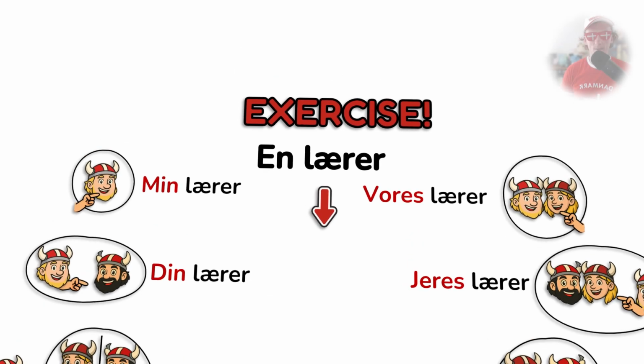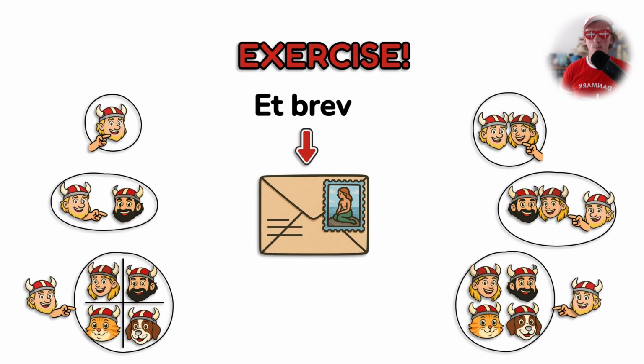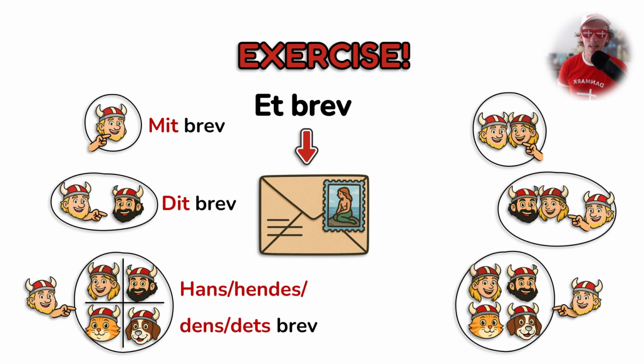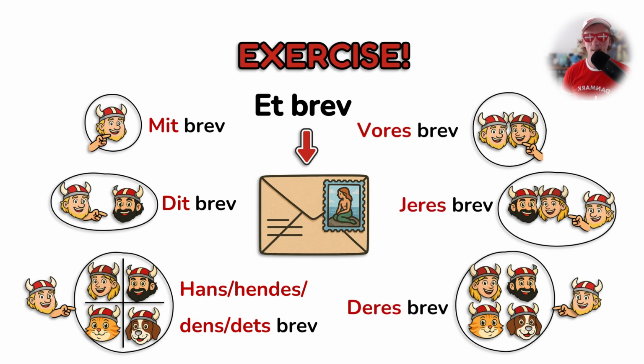Let's look at another example here. We have et brev, a letter. Et brev, a letter. Take a few moments, look at the circles, think, what can it be? Mit brev, dit brev, hans, hendes, dens, des brev, vores brev, jeres brev, and deres brev. Did you have it all correct? Let me know in the description.